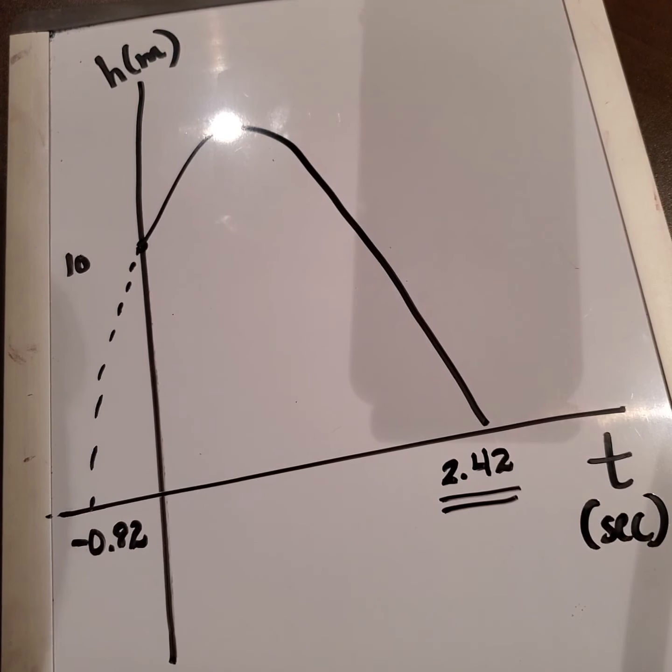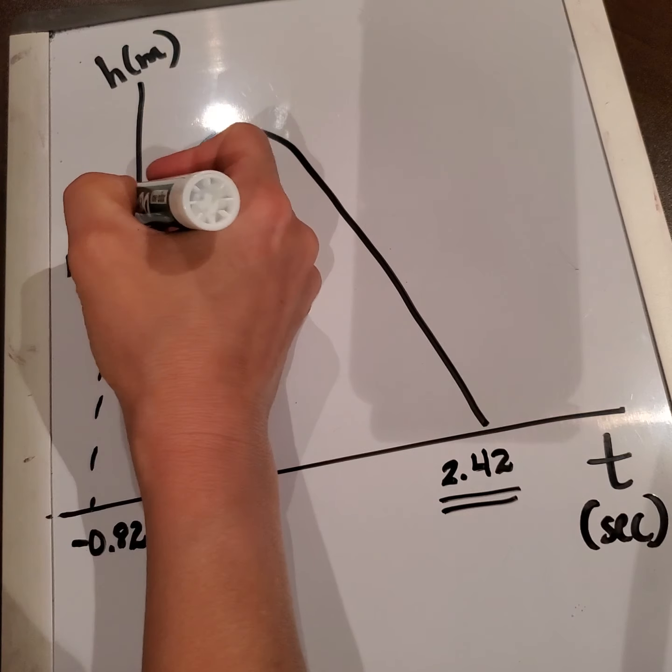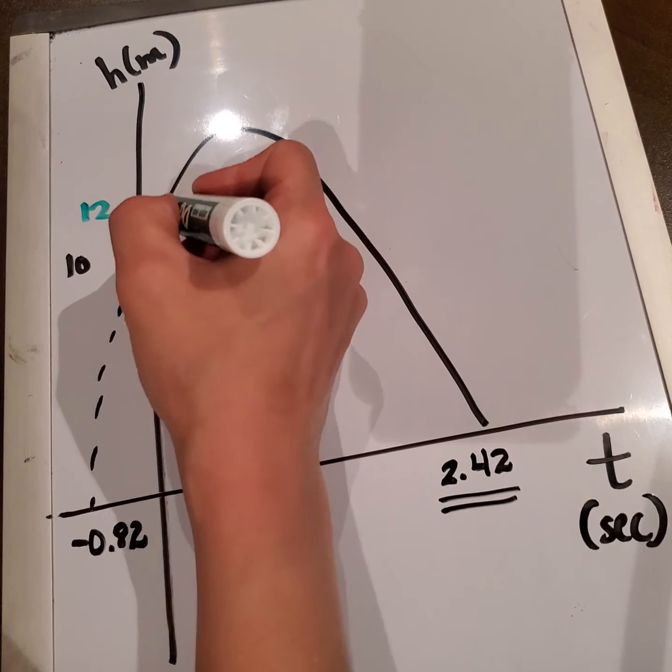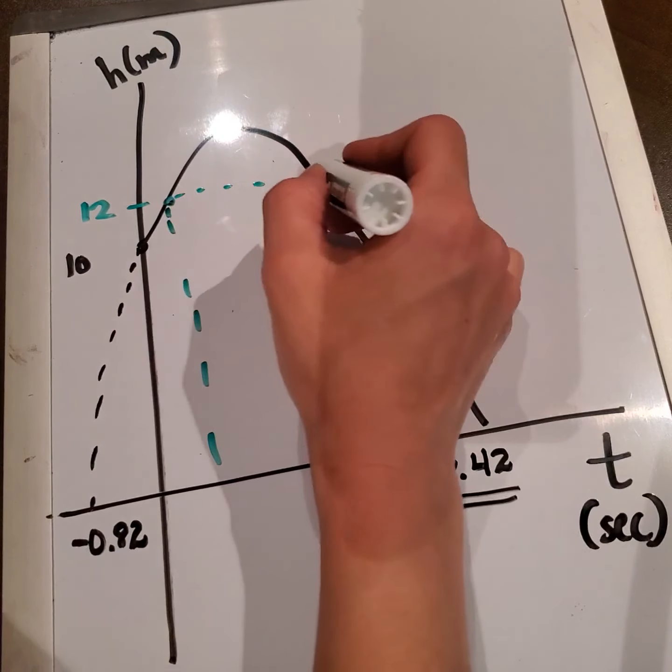Now, the next part of the question says, when is the object at a height of 12? Okay, so part B, let's say 12 is here, okay? Without even solving this question, I know this is awesome.